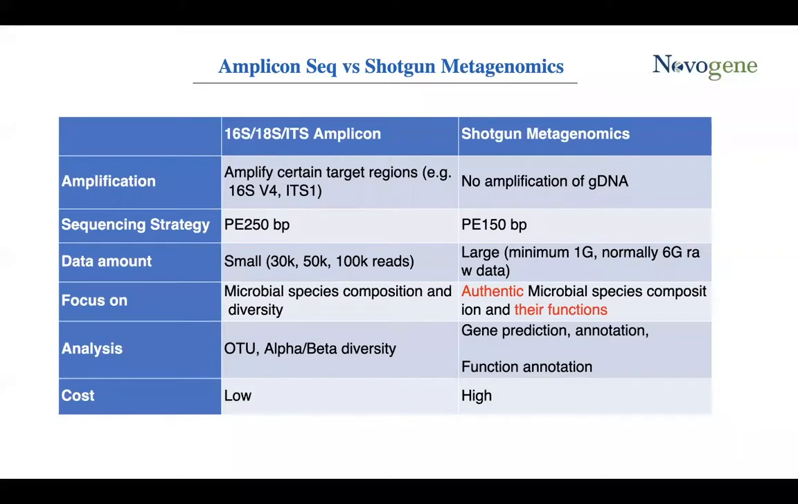And for amplicon analysis, we focus on the microbial community structure or composition by doing OTU clustering and diversity analysis. While in shotgun metagenomics, although we could also study the composition, what we care more about is the genome and its functions, by doing gene prediction and annotation based on various databases.